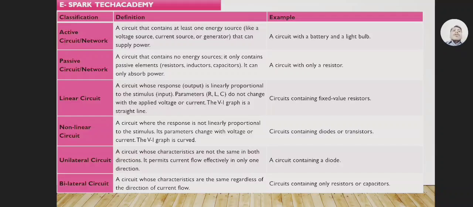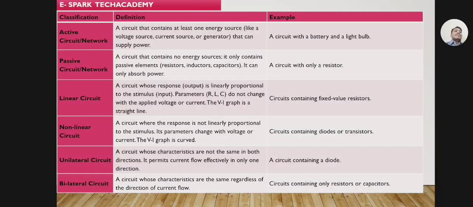This Spark Academy will be telling you about active circuits and active elements. As far as this is concerned, we have already gone through the active circuit and network. A circuit that contains at least one energy source, like a voltage source, current source or generator that can supply power, is an active circuit or active network.